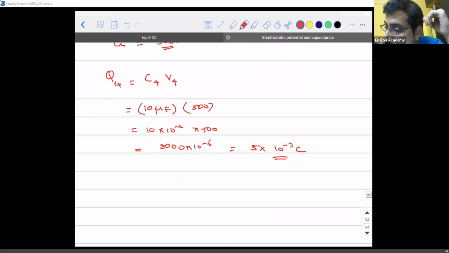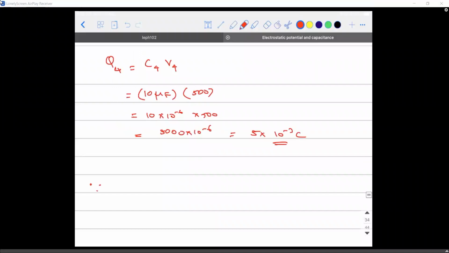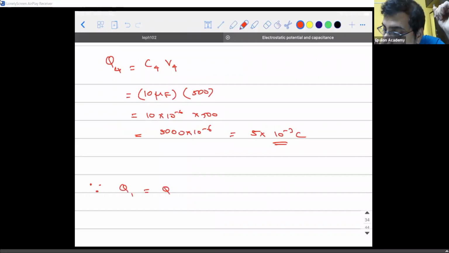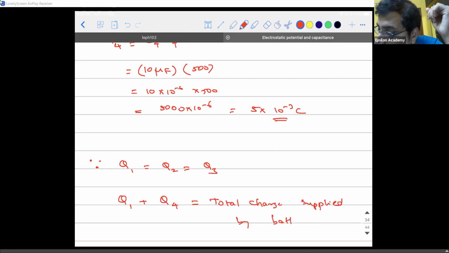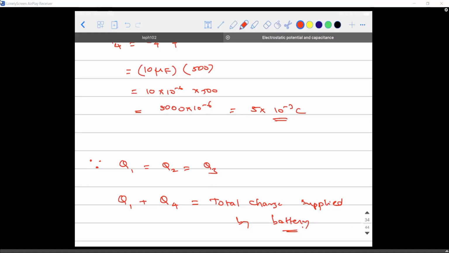Right. Now, since Q1 is equal to Q2 is equal to Q3, can I write Q1 plus Q4 is equal to the total charge supplied by the battery? Are you guys able to understand? Why did I write Q1 plus Q4? Why didn't I take Q2 and Q3?